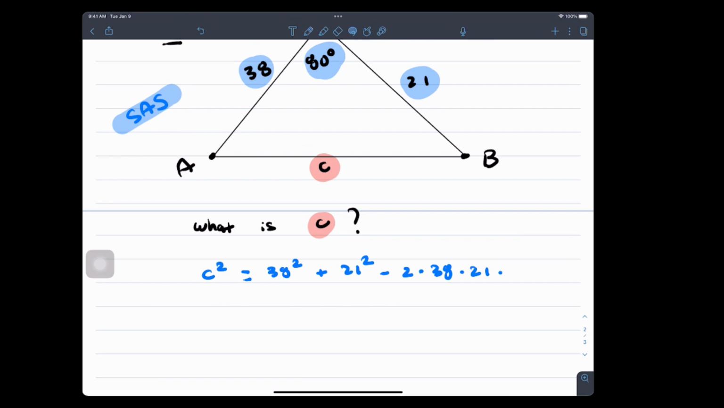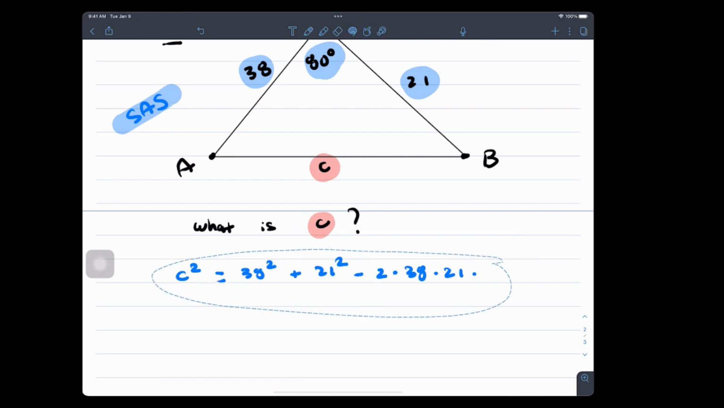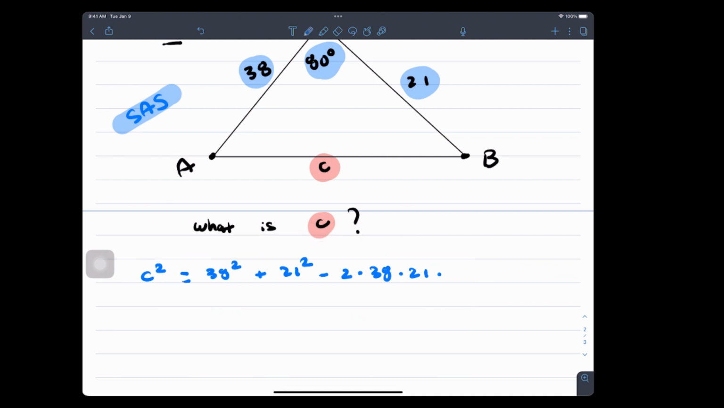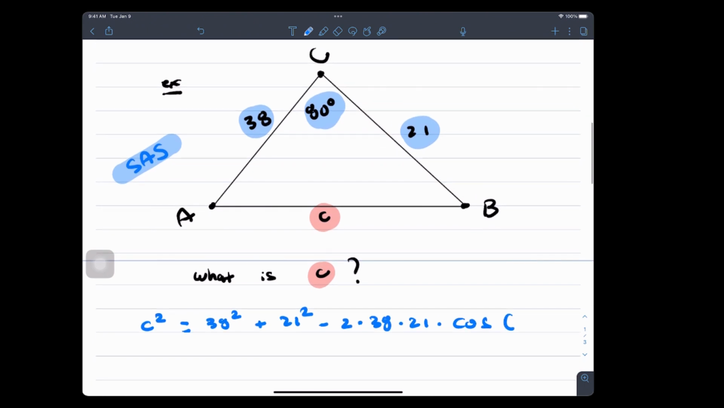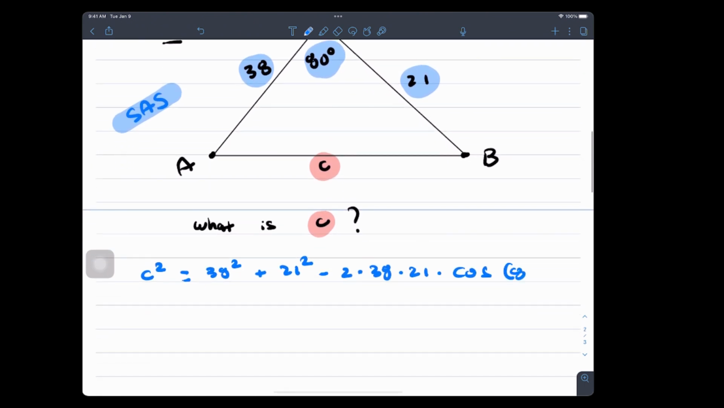Times what? Anybody want to tell me? This is law of cosines. Cosine of what angle? Which is 80 degrees, is that right? They gave you these things. This, this, this, this, this.